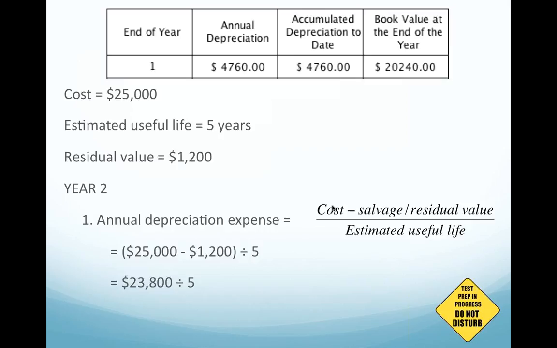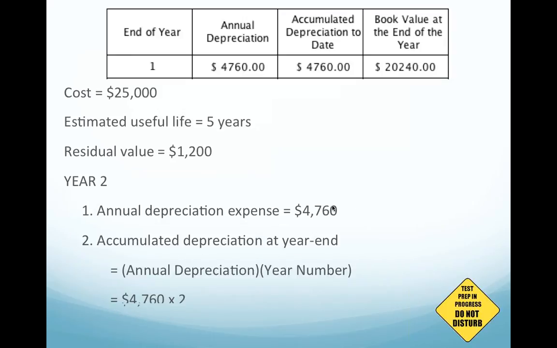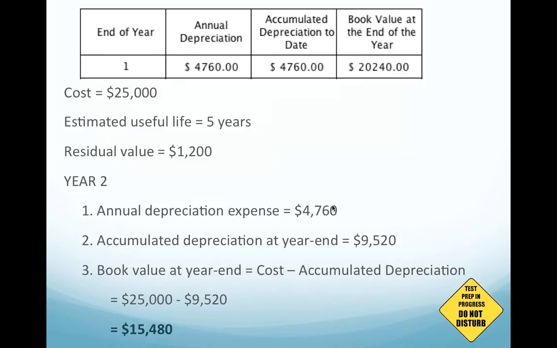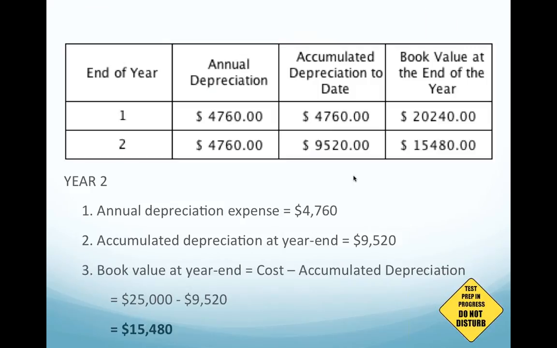Okay, for year 2, we use the same annual depreciation. For the accumulated depreciation, we multiply it by 2 because we're in our second year. So congrats, everybody was correct with that, 9,520. Then to find the book value, we take the cost of 25,000 and subtract the accumulated of 9,520. And we come up with 15,480.